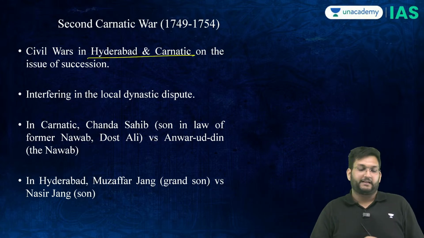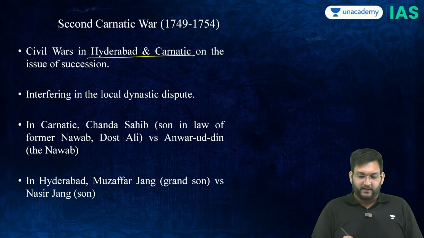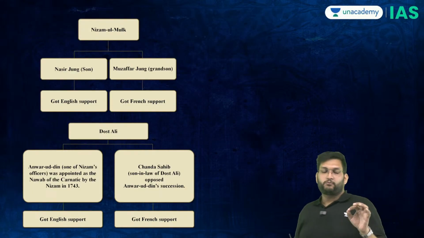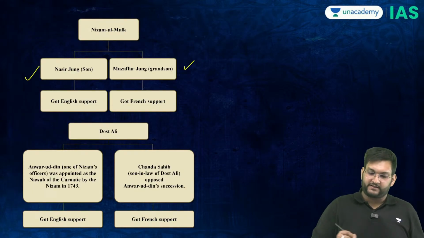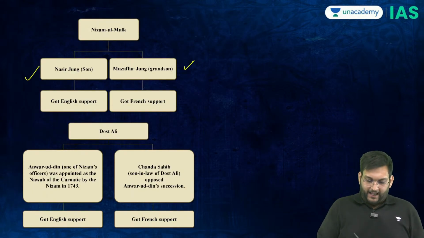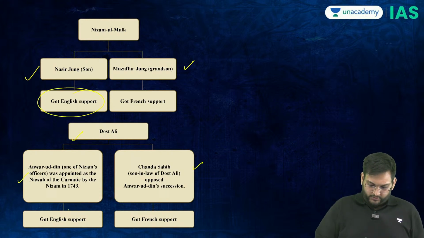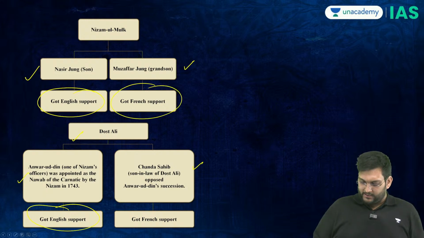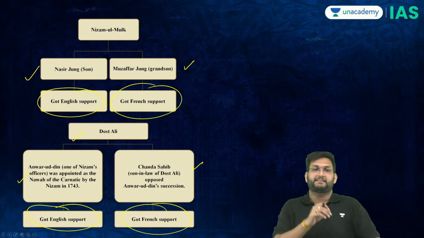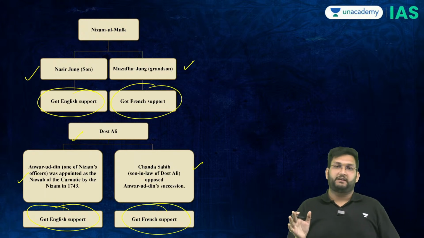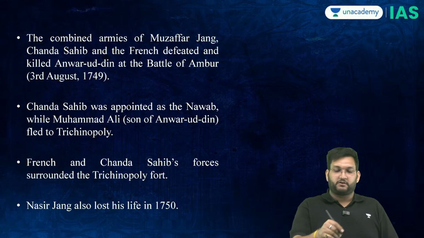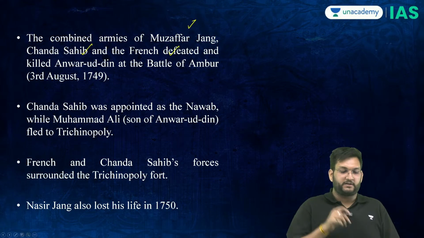Civil war in Hyderabad and Carnatic over the issue of succession, interfering in local dynastic dispute. There are two factions which will emerge. One is Nizamul Mulk, Nasir Jung and Muzaffar Jung, son and grandson fighting, and Dost Ali, Anwaruddin and Chand Sahib. One got the French support in both, one got the English support. And this is where there will be factions which will develop. The combined armies of Muzaffar Jung, Chand Sahib and the French will defeat Anwaruddin at the Battle of Ambur.